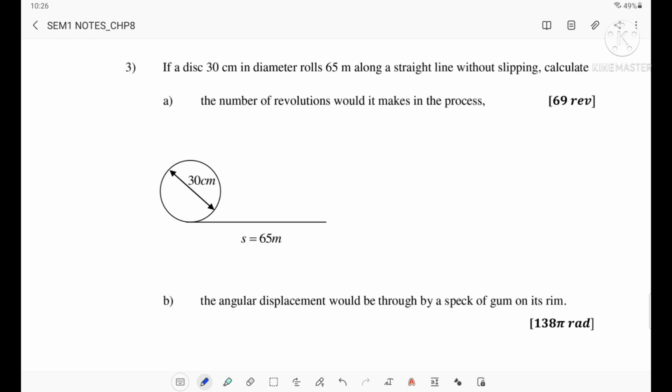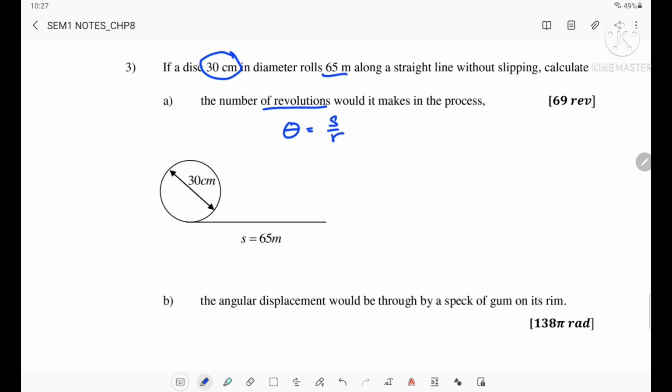So the first question is, if a disc 30 cm in diameter rolls 65 meters along a straight line without slipping, calculate the number of revolutions. So for the first question, you need to calculate the theta. The number of revolutions is equal to S over R.